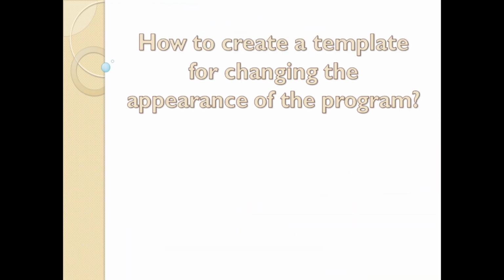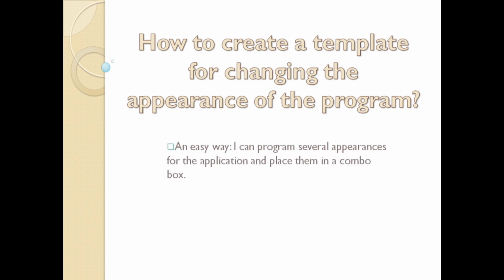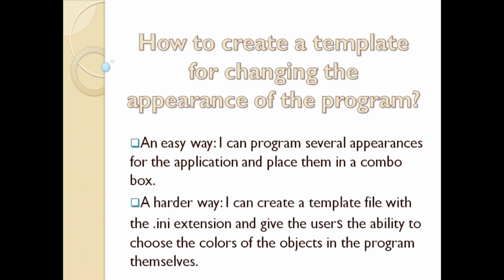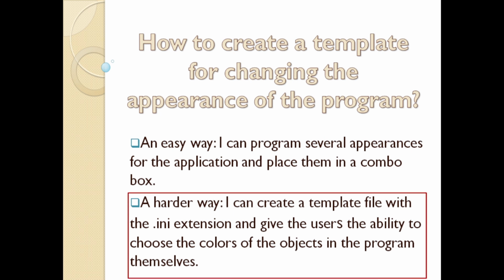Let me explain what steps I took before starting to write the code. This is very important. I had a choice. I could simply program a few standard templates for the program, and that would have been the easy way. Or I could create a template file and give users the ability to change the colors of the program's objects themselves. This is the more difficult way. Of course, I chose the second option.